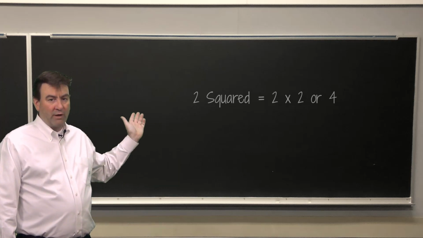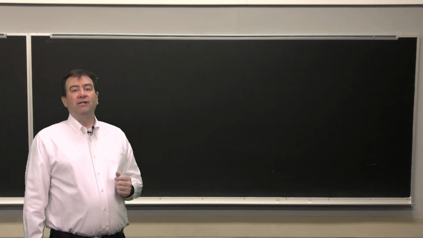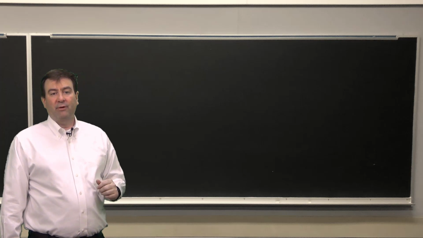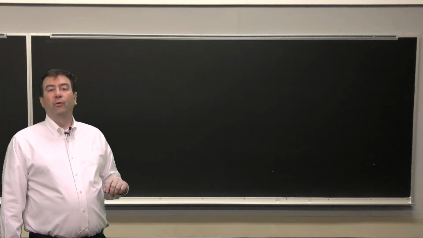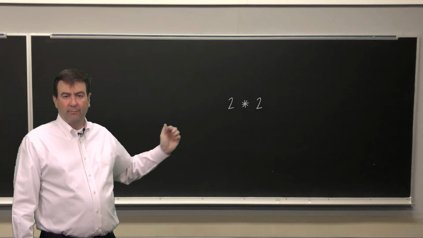So 2 squared is 2 times 2, or 4. In Java, the multiplication operator is the asterisk. So 2 squared could be written as 2 asterisk 2.